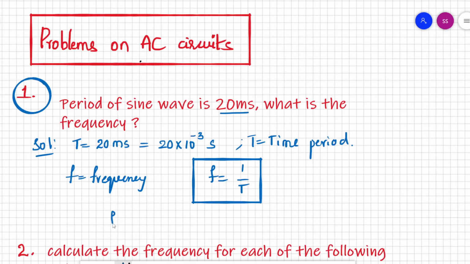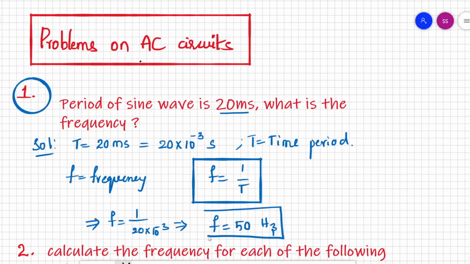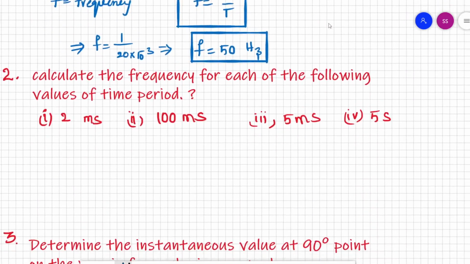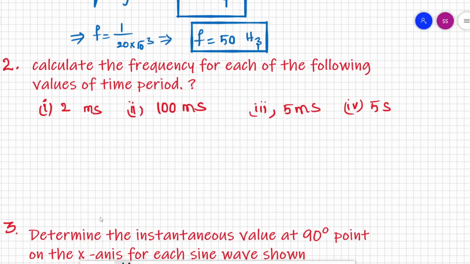So if you simply substitute the T value here, 20 into 10 power minus 3, we are going to get frequency as 50 Hz. Okay, now let us proceed with the second problem. Here we have given different time periods. We need to find frequency.